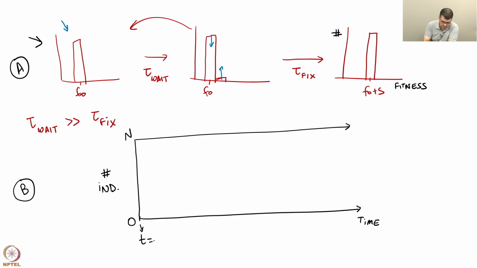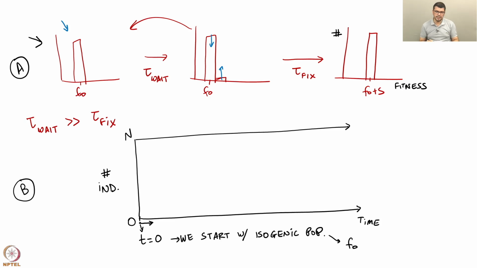So, the population size in the chemostat is from 0 to n, and at t equal to 0, this point is t equal to 0, the entire population is isogenic population. So, we start with an isogenic population. All individuals have a fitness of F naught. Now, we move forward in time. So, on this graph we move from this point forward in time, and then this time is associated with tau wait, because now the population is waiting for a beneficial mutation to occur.